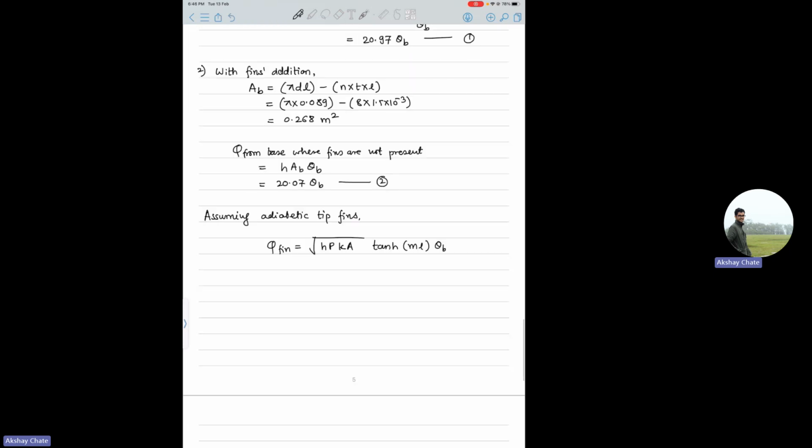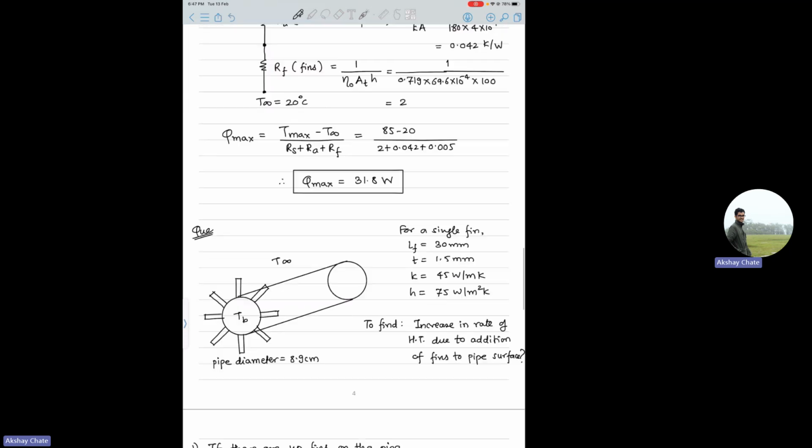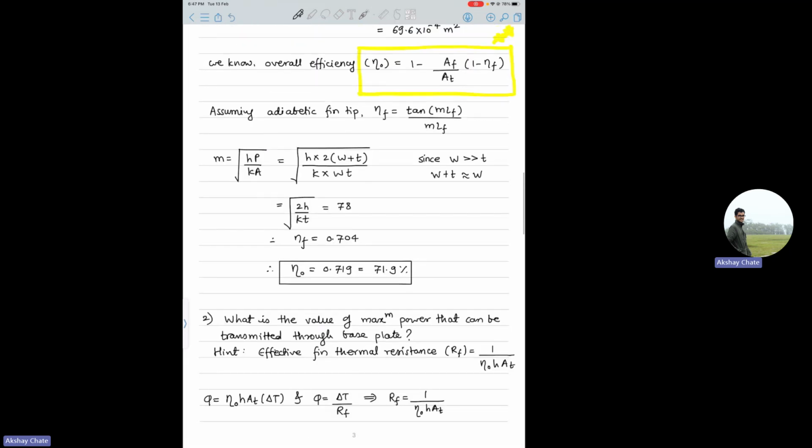Now here this is for single fin. Remember that we need to calculate m. M is nothing but root of h P by k A. Here also you can assume that the thickness is negligible than the length of the fin or width of the fin. So in that case, the formula simplifies to, I think, 2h by k t. Yeah.